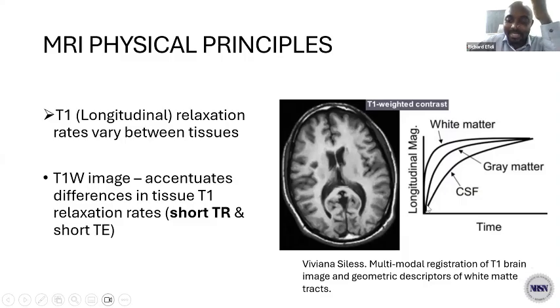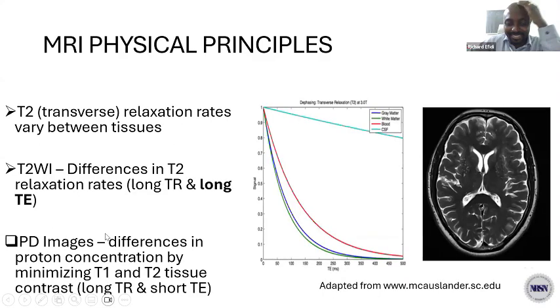Now, in achieving T1 contrast using a short TR, we also need to use a short TE, because TE is used for controlling the T2 contrast. So in trying to achieve T1 contrast, we need to maximize T1 contrast using a short TR and minimize T2 contrast using a short TE, which we are going to see in the next slide.